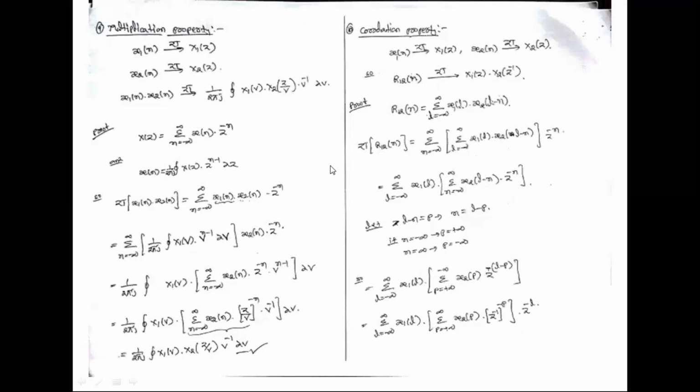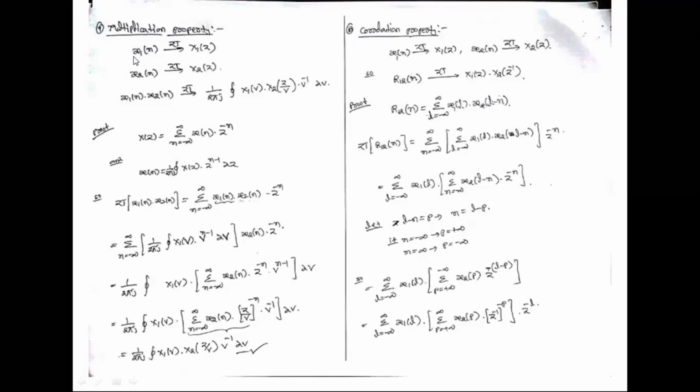Next, multiplication property. Multiplication in the time domain. In the Fourier transformation, the Laplace transformation and the Fourier series, multiplication in the time domain gives a convolution in the frequency domain. But in the Z transformation, it is not a convolution in the Z domain, my dear students. Got it? This is a somewhat different property in the Z transformation.